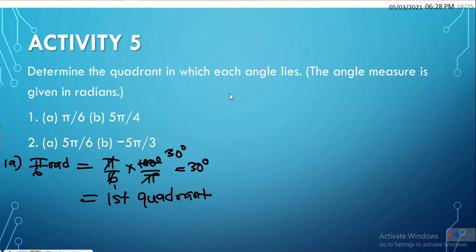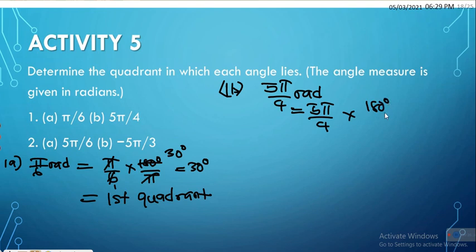Okay, so for 1b, we have 5 pi over 4 radian. In degree, that will be 5 pi over 4 times 180 degree over pi. Pi will cancel pi, 4 into 180 is 45, and 45 times 5 is 225 degree, and that is actually the third quadrant.